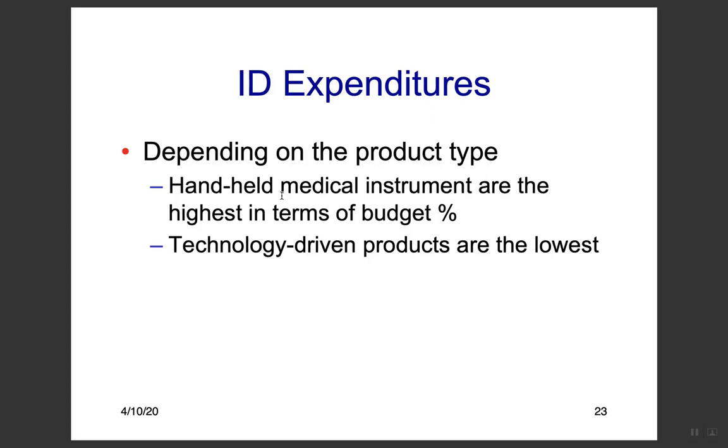Handheld medical instruments are the highest in terms of the budget. I think everybody knows, right? Medical, especially nowadays, you know that this is a condition when people are fighting against the virus called corona, COVID-19. So I think medical instruments are very critical, and of course it is very expensive, right? And health medical instruments.